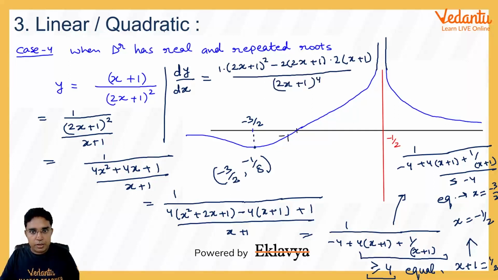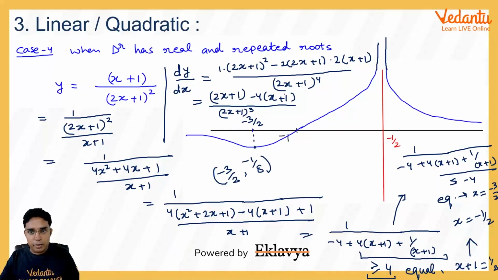So you can check one of the factors 2x plus 1 is getting cancelled in the numerator and in the denominator, and after simplification we will be having 2x plus 1 minus 4 into x plus 1. So you can check there is only one value of x where dy upon dx is becoming equal to 0, and that value will be x is equal to minus 3 by 2.